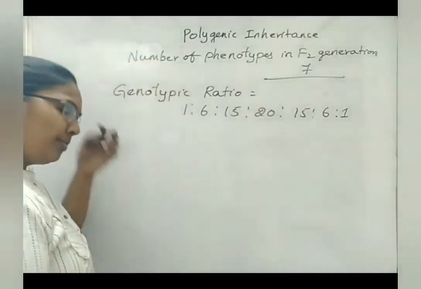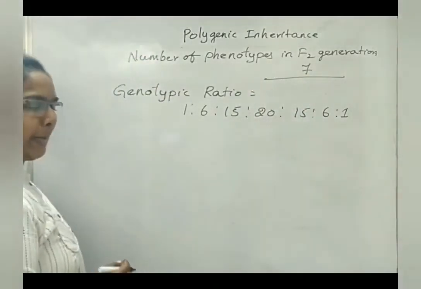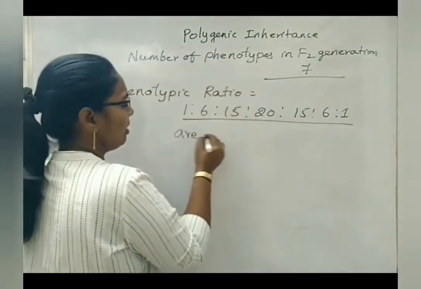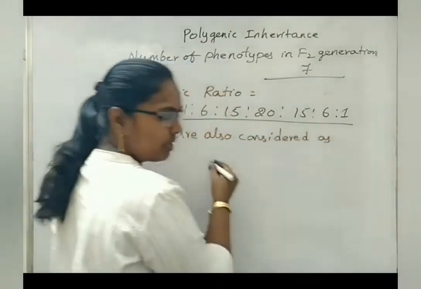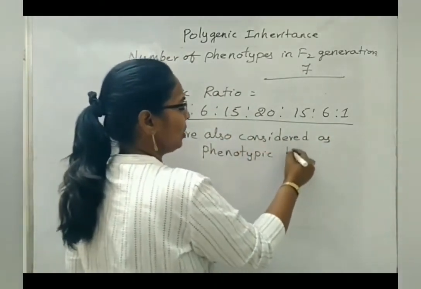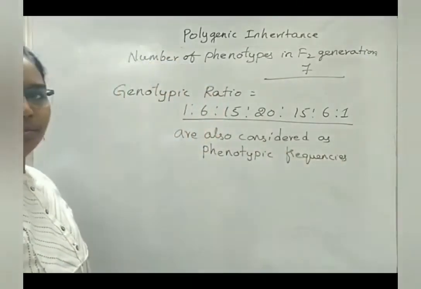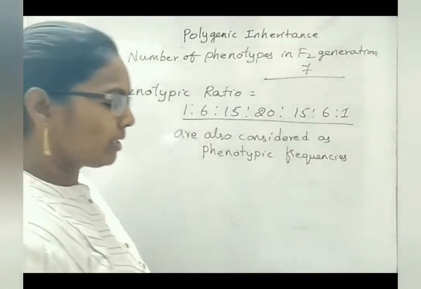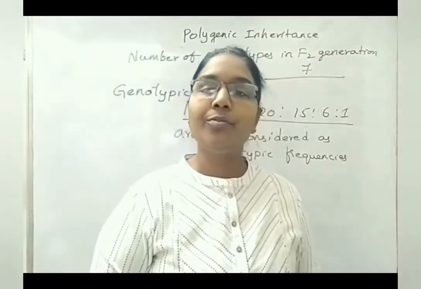Okay. So now, these genotypic ratios are also considered as phenotypic frequencies. So this is about polygenic inheritance. We will see one more example under polygenic inheritance, that is kernel color of wheat.